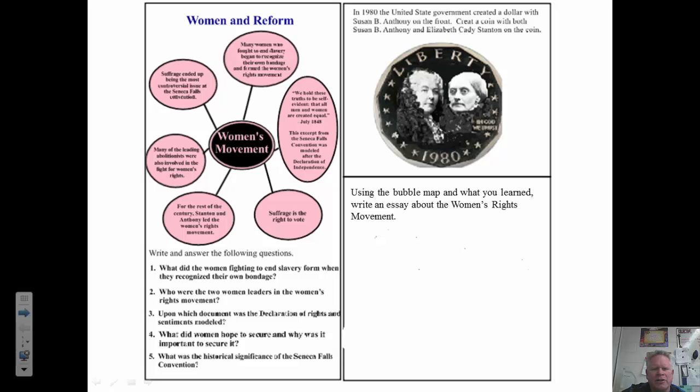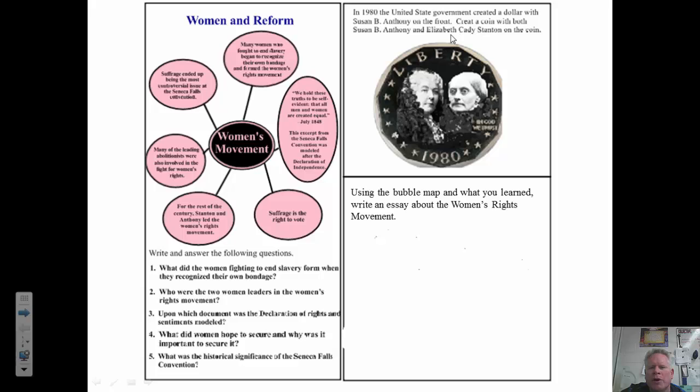All right, here is your notebook. It's called Women in Reform. I want you to create a bubble map and include all the things that we talked about for the women's rights movement. I want you to write and answer these questions. I want you to draw this picture. It says, in 1980, the United States government created a dollar with Susan B. Anthony on the front.